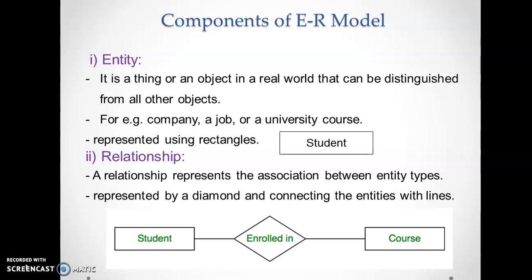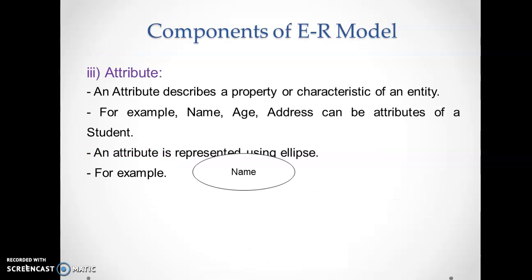Then the second component is relationship. Relationship represents the association between two or more entities. Means how one entity is related to another. It is represented by a diamond. For example, in this case, two entities are there, student and course. Those are connected using the relationship that is enrolled in. The student is enrolled into the course.